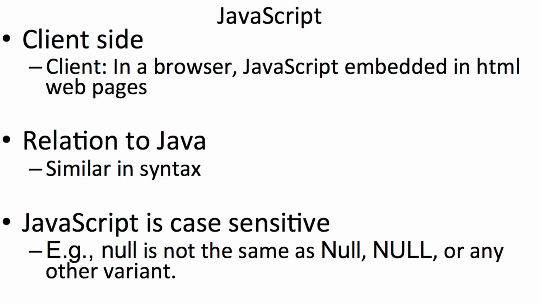So, JavaScript is basically used on the client side, in the browser, enabled in an HTML web page. Its relation with Java: it is similar to Java, and its syntax is also similar to Java. JavaScript is also a case sensitive programming language. So, null in all uppercase and null capitalized are different. Both are not the same. Like C and Java, JavaScript is also a case sensitive programming script.